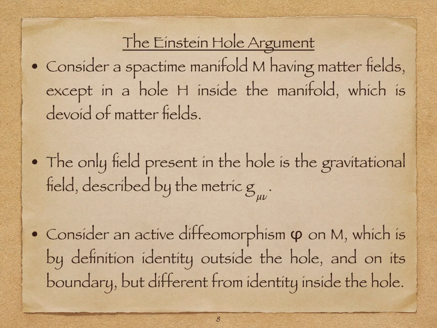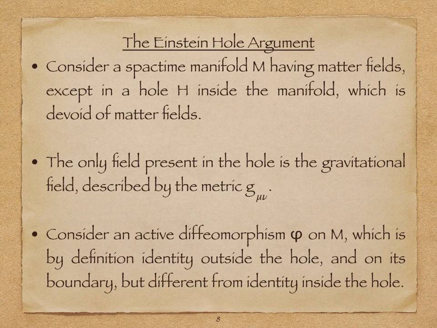Now, a bit of technical language, but easy to explain. Consider an active diffeomorphism phi on M, which is by definition identity outside the hole and on its boundary, but different from identity inside the hole. So what does it mean? An active diffeomorphism is nothing but a coordinate transformation which maps points to other points.